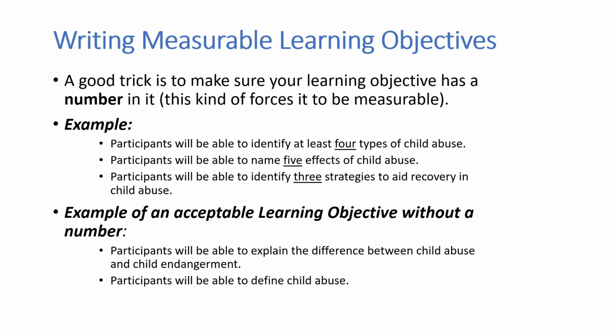However, we all know that a number is not everything. So here's an example of an acceptable learning objective without a number: participants will be able to explain the difference between child abuse and child endangerment. And finally, participants will be able to define child abuse. As you can see, those don't have a number in them, but they're measurable. So that's an example of the ones with a number and without.